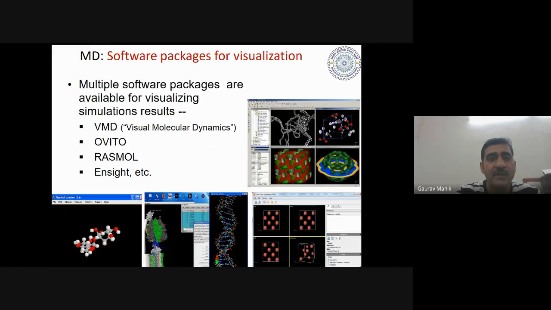Then for visualizing, there are several softwares, and most of these are freely available over the internet. VMD, Ovito, Rasmol, and others. You can just download these, and only thing is you need to give the data file, you need to give the trajectory file to make your videos and visuals. Okay, so there are good number of packages which are available for visualization of your results.